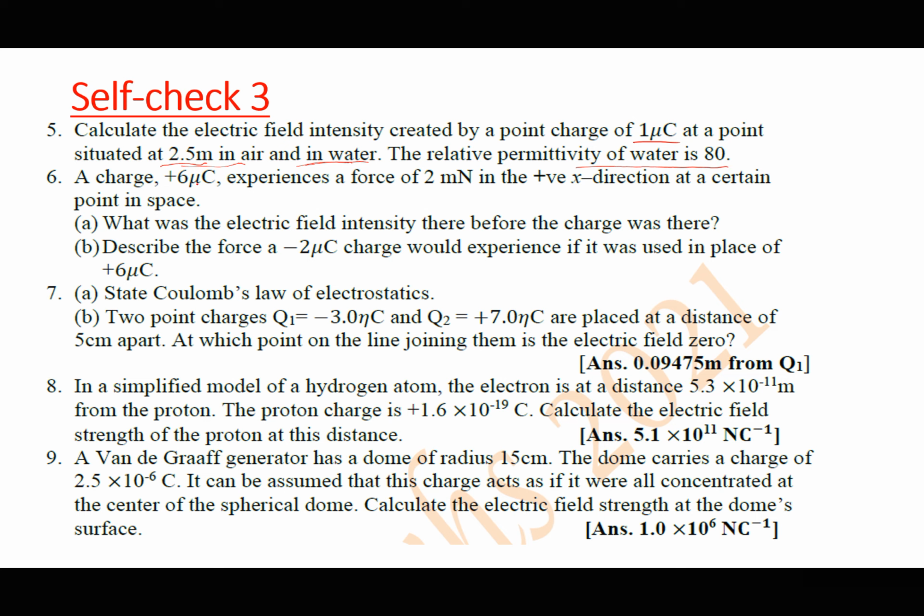A charge of positive 6 microcoulombs experiences a force of 2 times 10 power negative 3 newtons in the positive x direction at a certain point in space. What is the electric field intensity, that is E, there before the charge was there? Describe the force a negative 2 microcoulomb charge would experience if it was used in place of the positive 6. So when we say describe, you'll have to find the magnitude and tell us the direction.